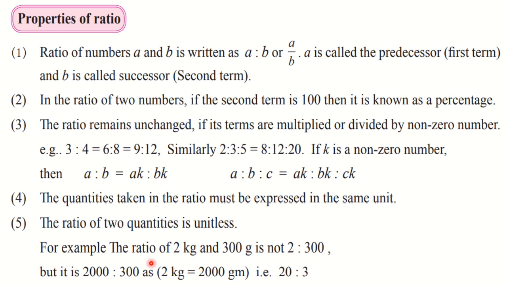Okay, the example here: the ratio of 2 kg and 300 grams. See, one quantity is in kg and the other is in grams. So we cannot write it as 2 is to 300, because we have seen that they should have the same unit. So here we have to convert 2 kg to grams. When we convert to grams, we get 2000. Now 2000 grams and 300 grams we can compare, and that ratio will be 20 is to 3. So this is wrong and this is correct. So this is important: whenever you want to find a ratio, both quantities should be in the same unit.